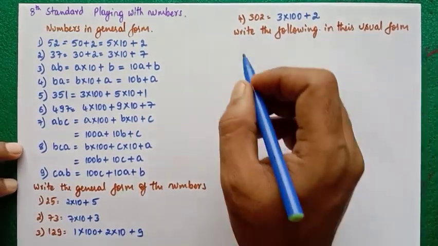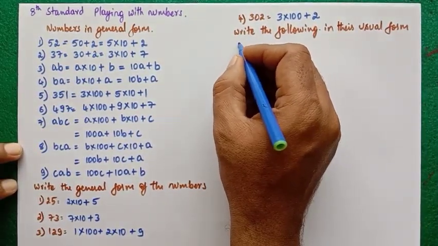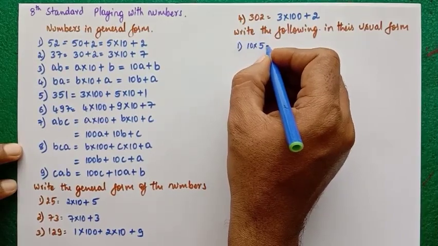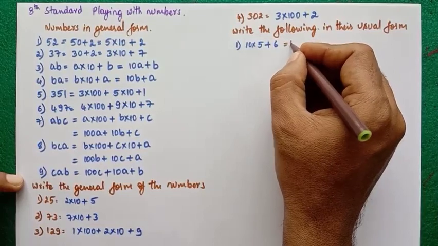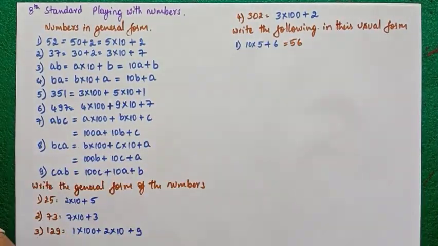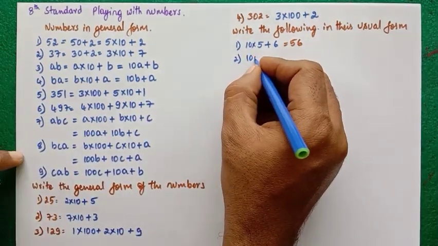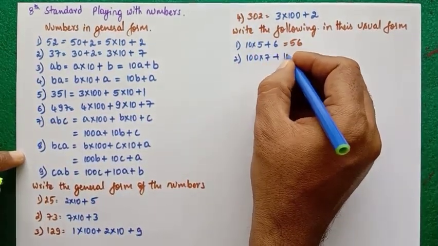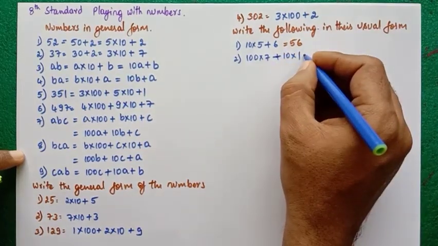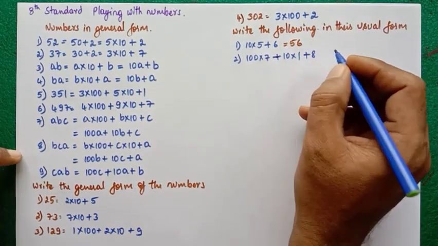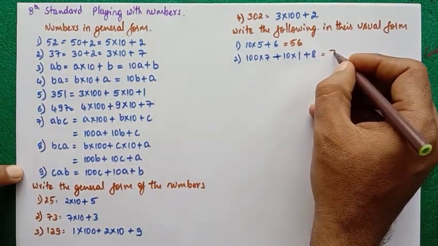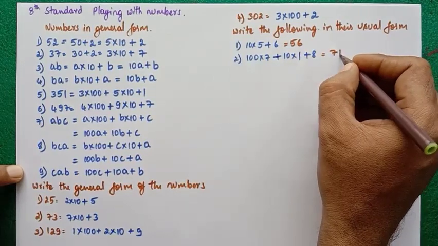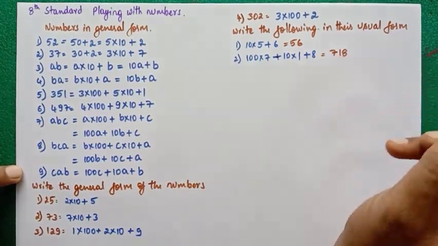Write the following in their usual form. First one is 10 into 5 plus 6. That is 10 into 5 is nothing but 50, plus 6, 56. 56 is the answer. What about the next one, the second one, 100 into 7 plus 10 into 1 plus 8. So, what you will get here is 100 into 7 is 700, 10, 710, 718.